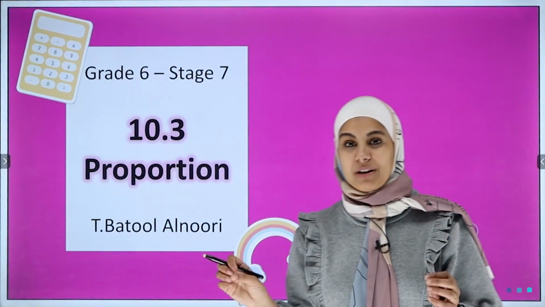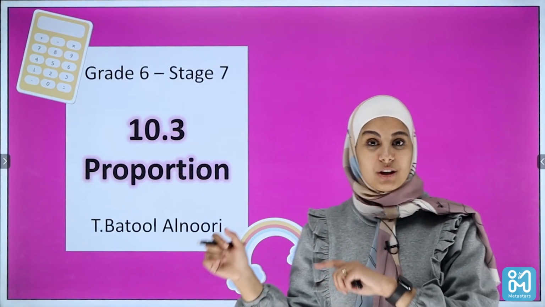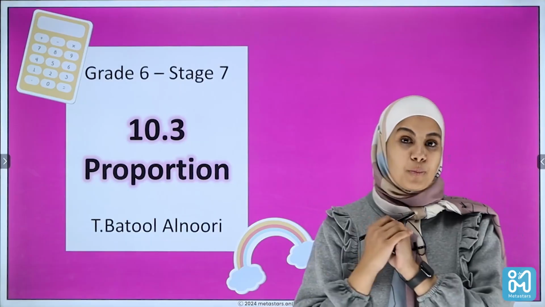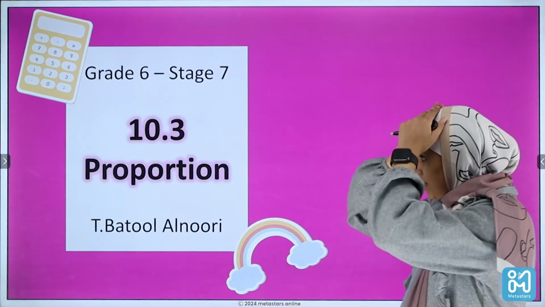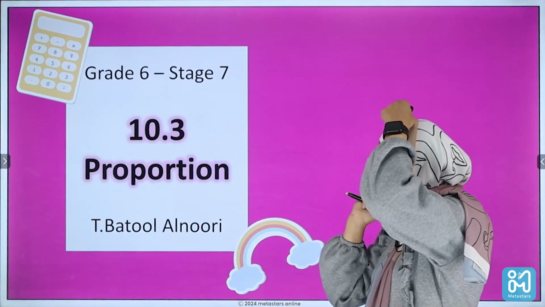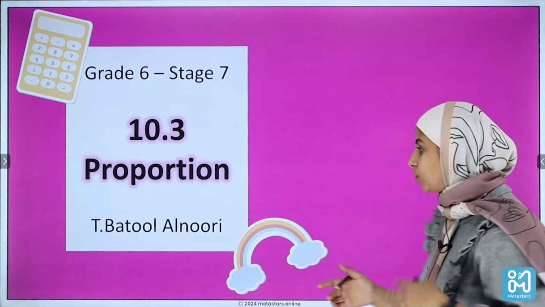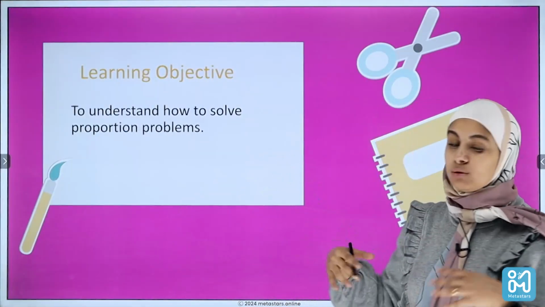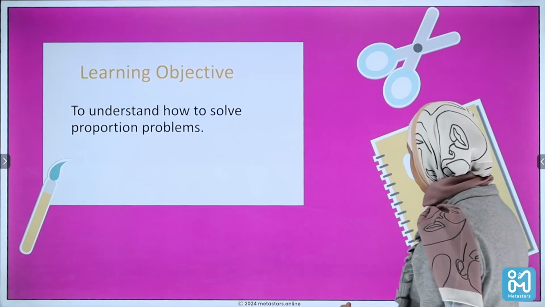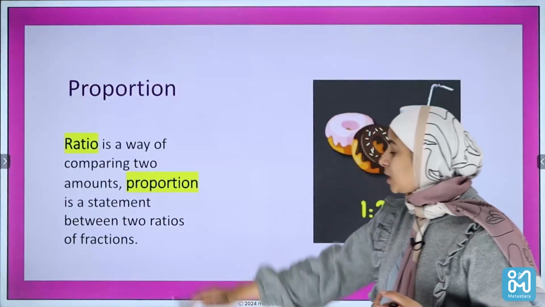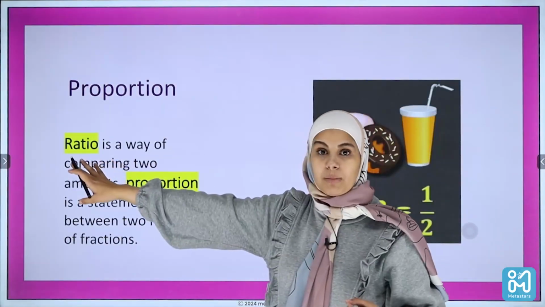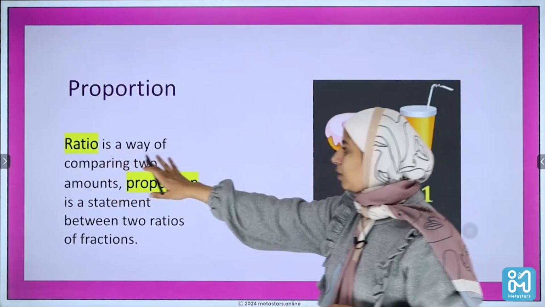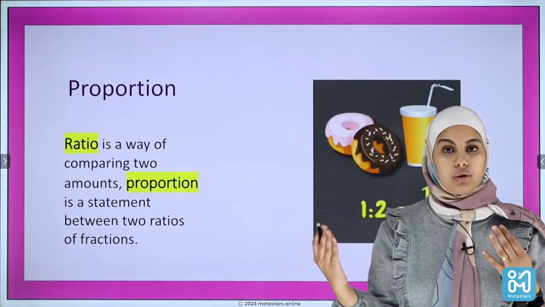And the last part of this chapter, we have the proportion. It's the last lesson in chapter 10. We will learn about proportions and what we mean by a proportion. We will understand how to solve some proportion problems. Okay, get ready. So remember, we used to talk about ratios, and ratios are a way of comparing two amounts.